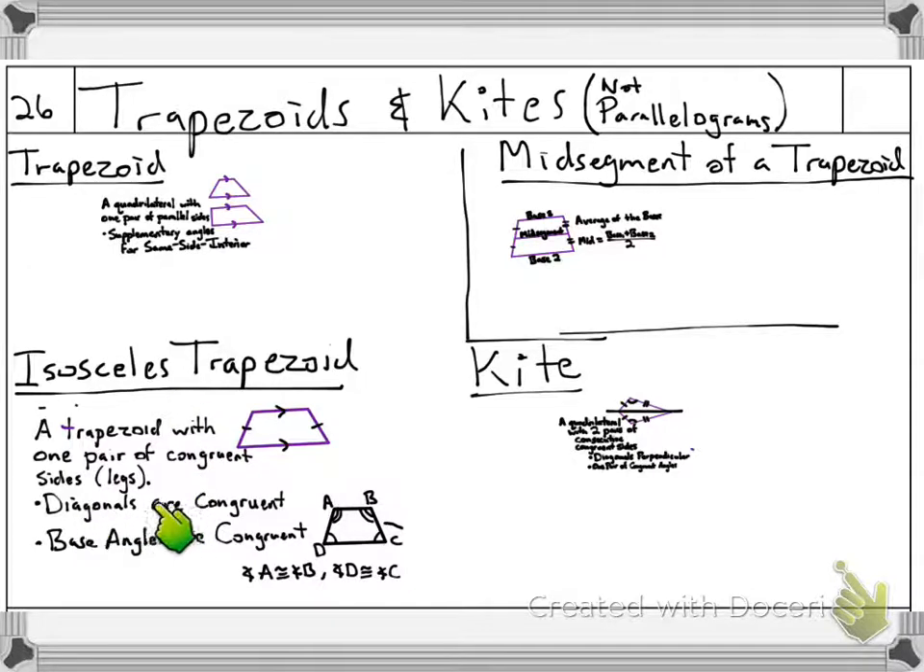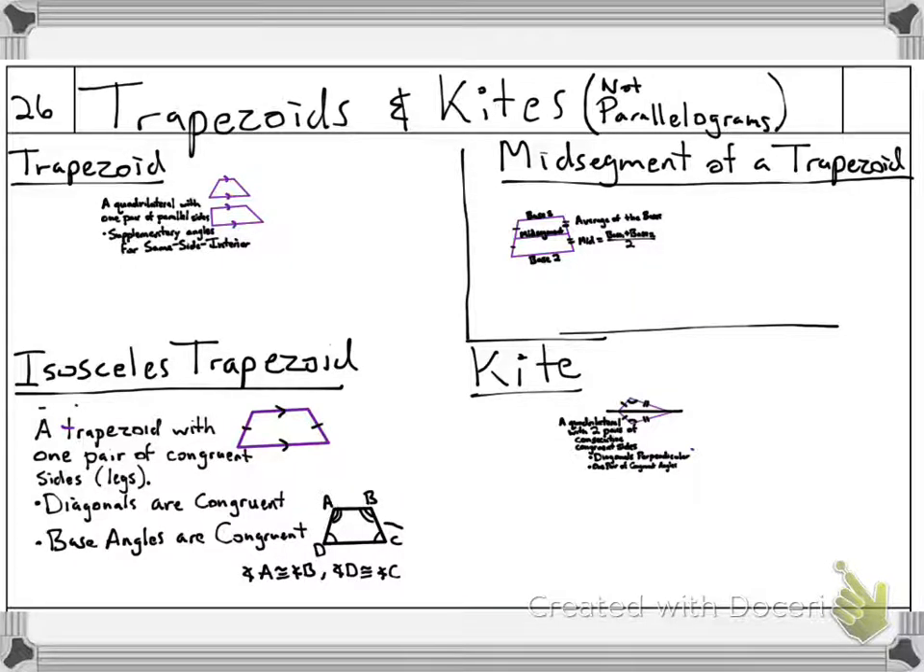We also get that diagonals are congruent, similar to a rectangle. The full diagonals are congruent. And the base angles are congruent, and that would be angle A and B here, as well as angle D and C. So it gives a little bit more to work with, especially when we start solving and looking for angles and sides.